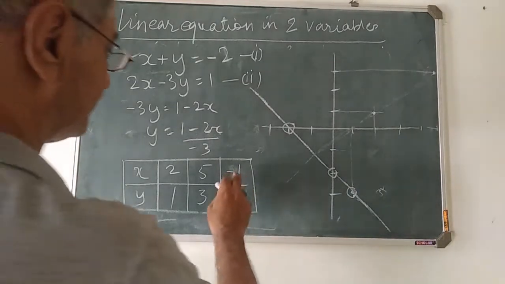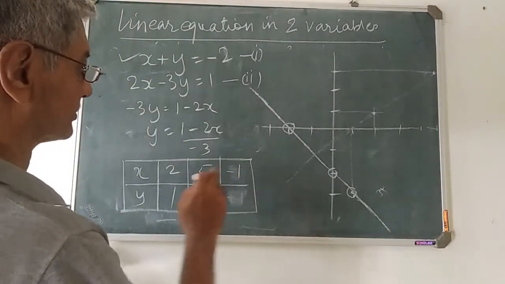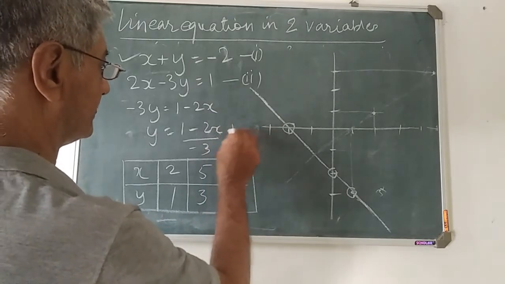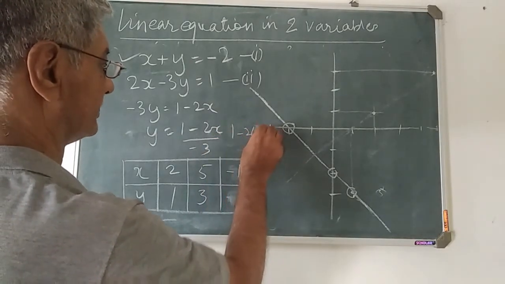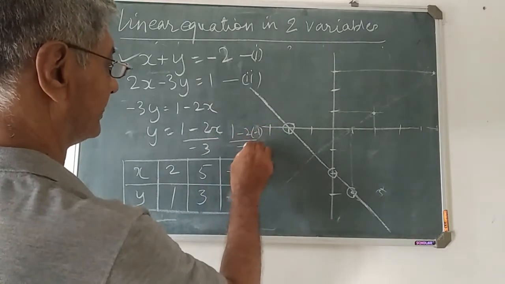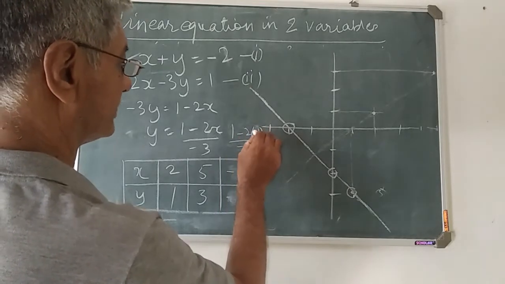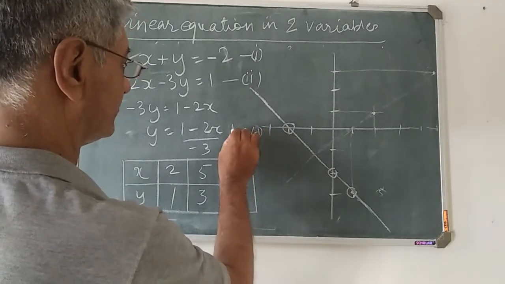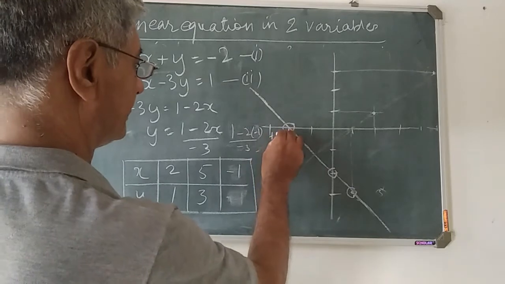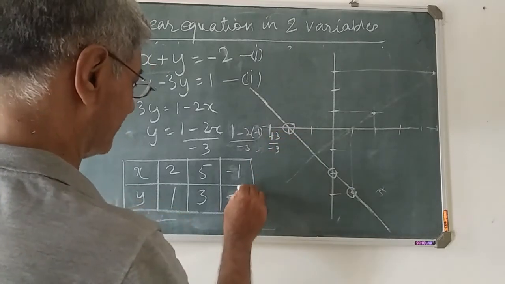Okay, let us take this as minus 1. What will happen is 1 into 2 into minus 1 upon minus 3. Minus 2 into minus 1 is plus 2. Plus 2 and 1 is plus 3 upon minus 3. So it becomes minus 1.